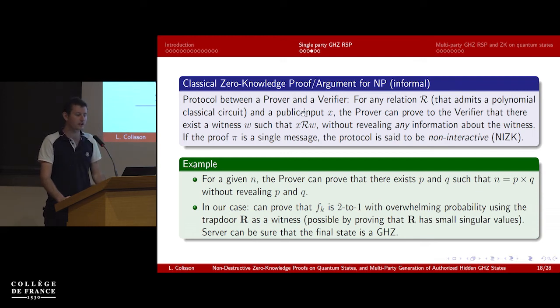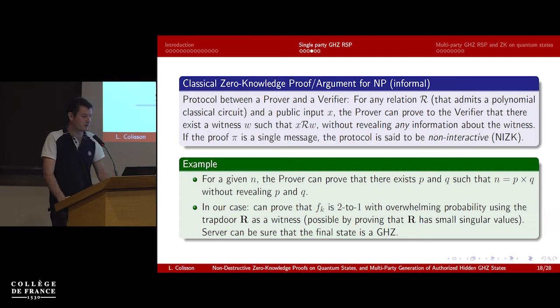So the prover would like to convince the verifier that they know a witness W, which is in relation with a public input X. And so this is a proof of knowledge, so it means that the prover can really prove to the verifier that they know some witness, but it must also be zero knowledge in the sense that it does not reveal any information at all about the witness that you use. So basically, with a classical zero knowledge proof, you can prove that you know the secret, but without revealing the secret.